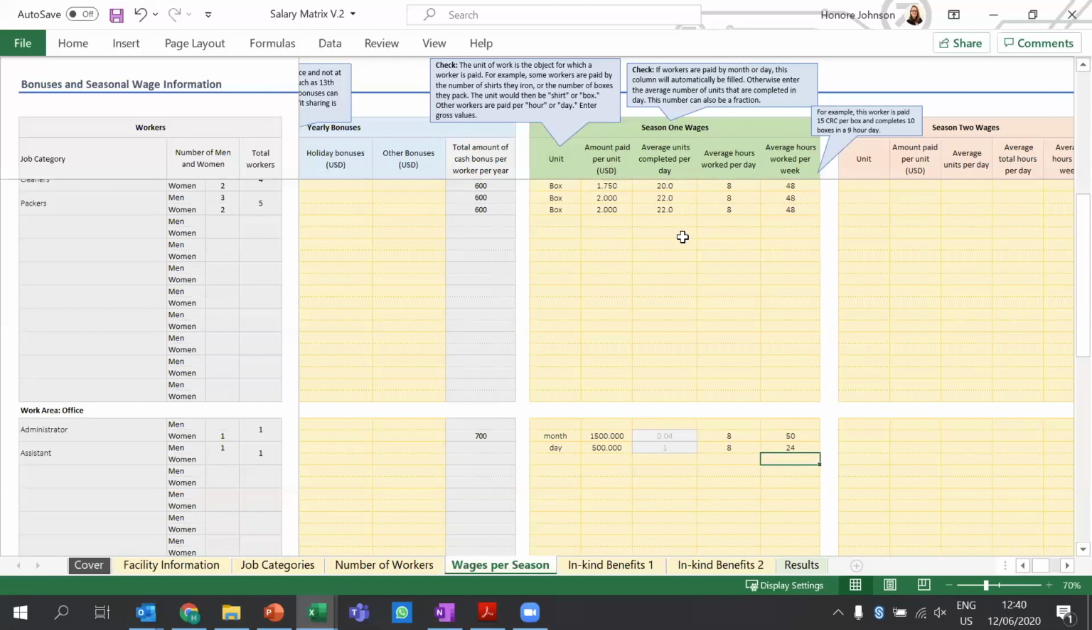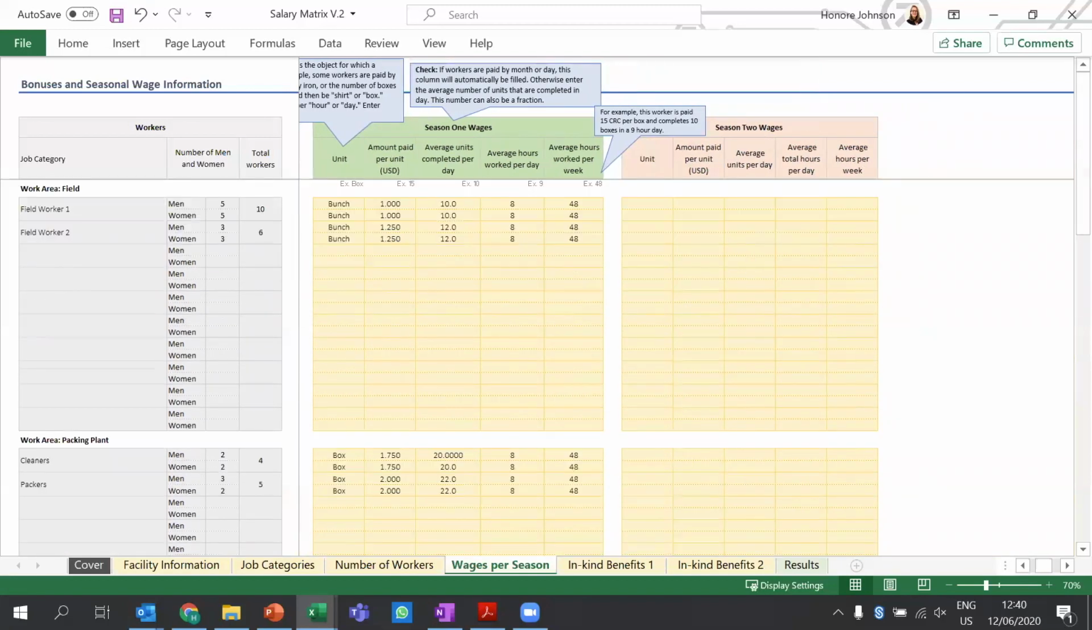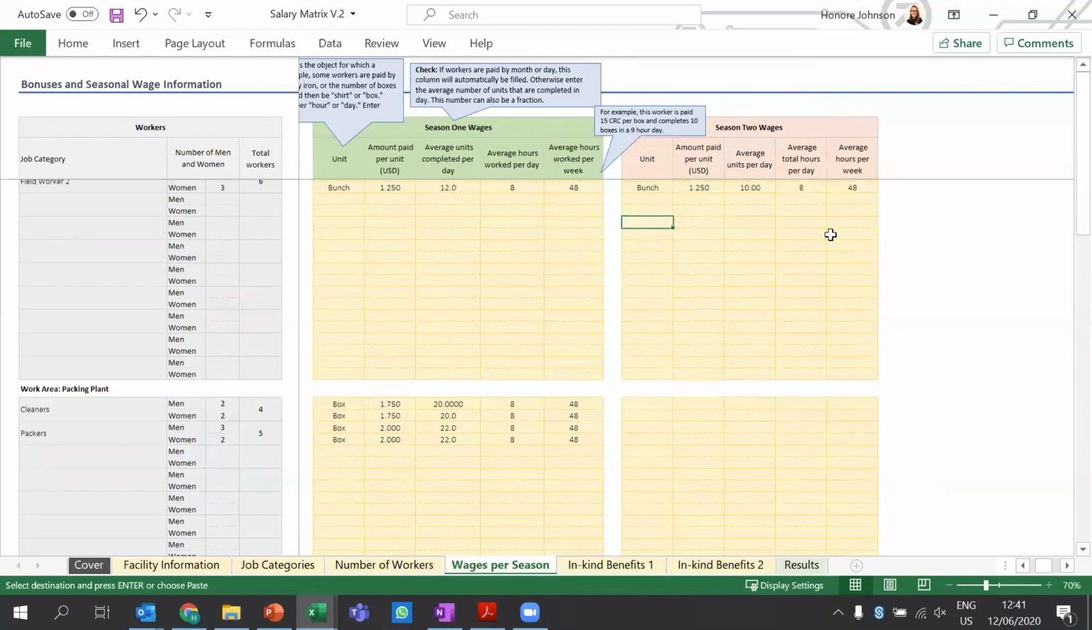Once we've completed season 1 wages, we can move on to the season 2 wages. It's very important to complete all of the columns. However, if workers are not working during this second season, there's no need to enter data in that row. For this example, field workers 1 are not employed during season 2, so we do not need to fill in this row here. However, the field workers 2 job category is employed, so we will enter in the data for field workers 2. For this example, I will just copy in data. You can see that they're actually doing a lower number of units per day than season 1, and they're working the same amount of hours.